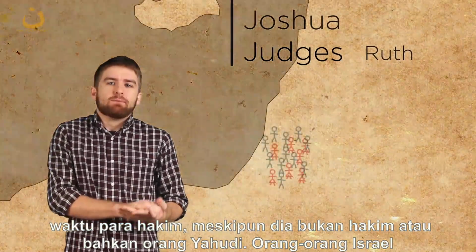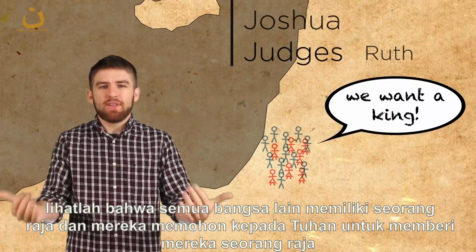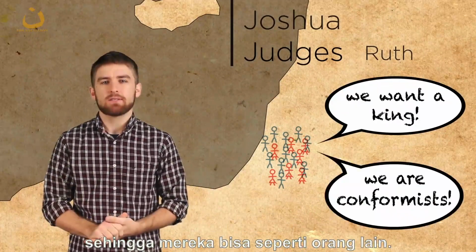The people of Israel see that all the other nations have a king, and they plead with God to give them a king so that they can be like everyone else.